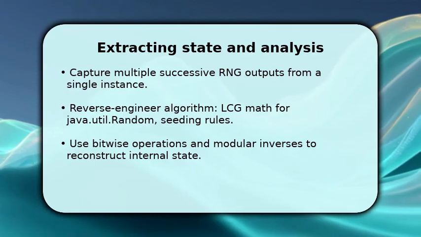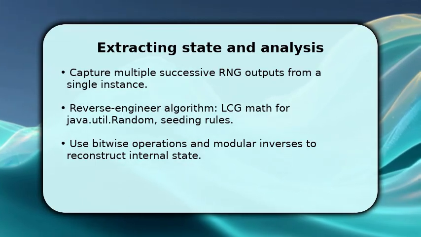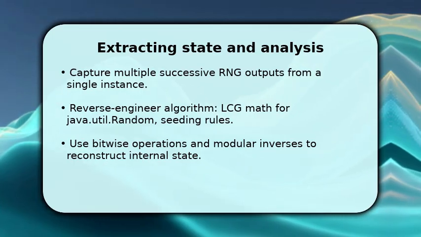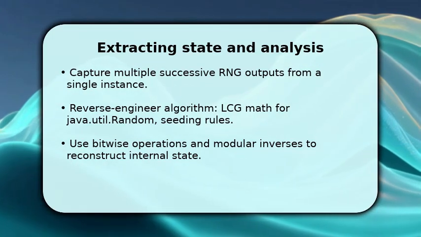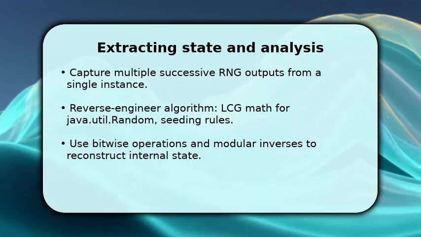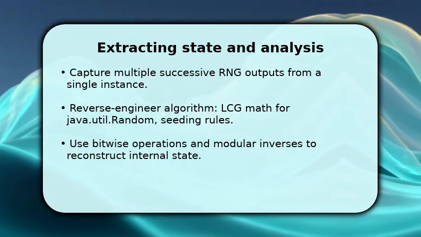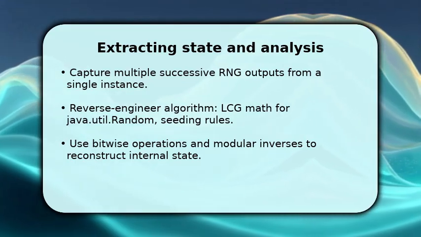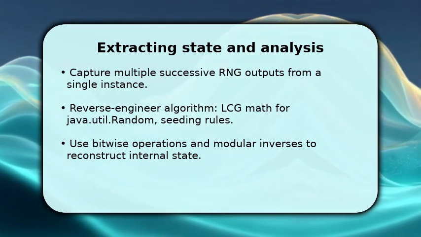For Java, java.util.Random, treat it as a linear congruential generator. Outputs are top bits of the 48-bit state, so you apply modular inverse and bit shifts to reconstruct the prior state. For SecureRandom, identify the algorithm provider. Often it is non-trivial and may require native entropy, so it may be infeasible.